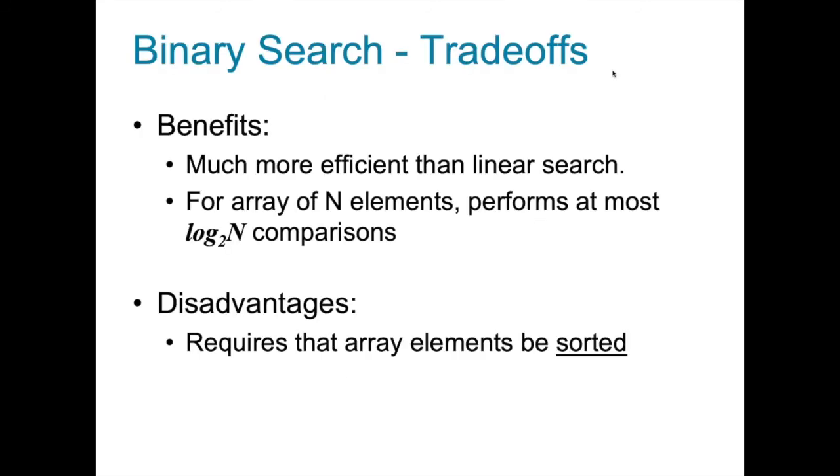So what are the benefits? Well, it's more efficient than linear search, as we've seen, and it performs logarithmic n comparisons. This is a binary logarithm. So this is the power to which 2 must be raised to reach n. So if there were log 2 of 32, then the number of comparisons would be 5. Disadvantage, you have to sort it first. So that's going to increase your time.